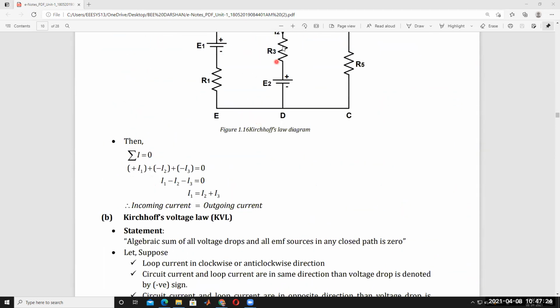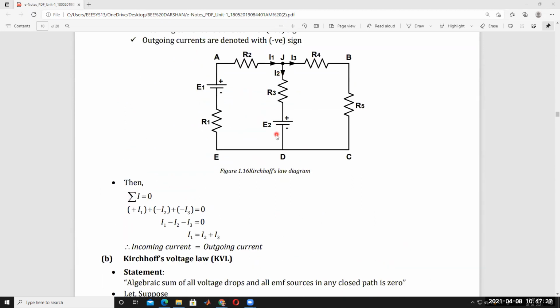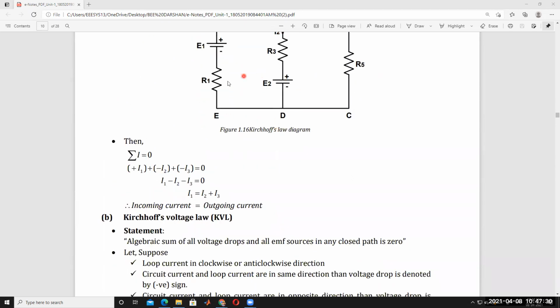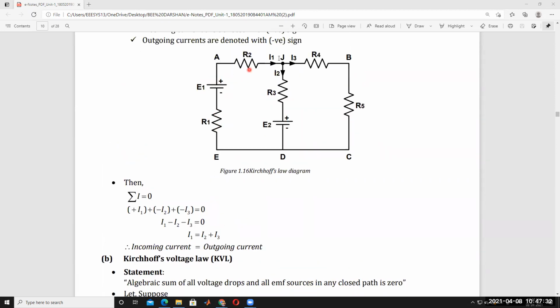The current entering in branch I2 is like this. That's why minus E2. And then coming here, what is the current direction here? So I1 is in the upward direction. And here, this is called loop current or circuit current, so in this direction, and also the branch current I1. In series, the current is the same. What is the current here? This current is I1. Here I1 also, here I1 also. In a series circuit, the current is constant. So what is the current here? I1, I1, I1.